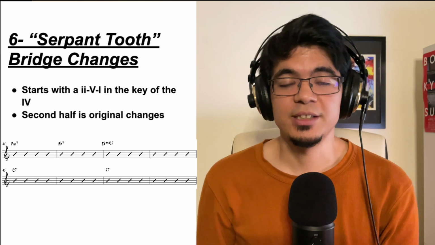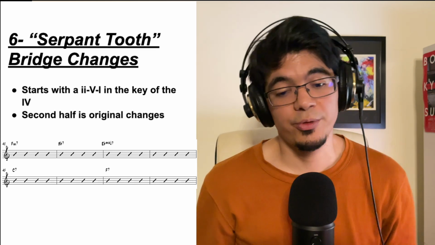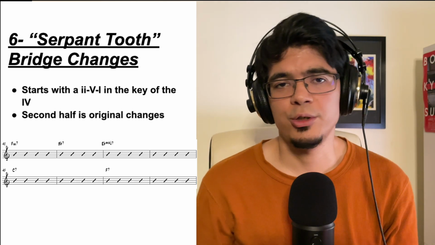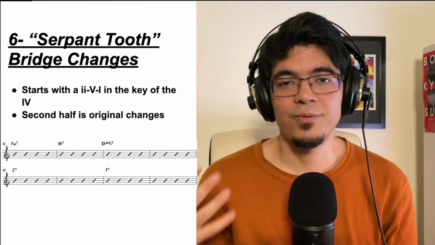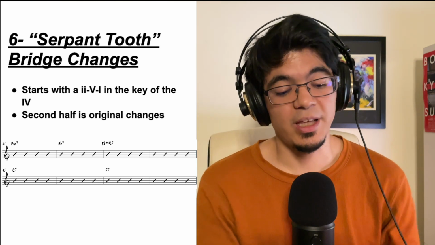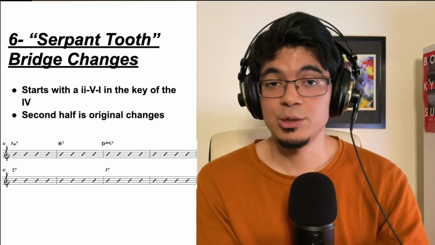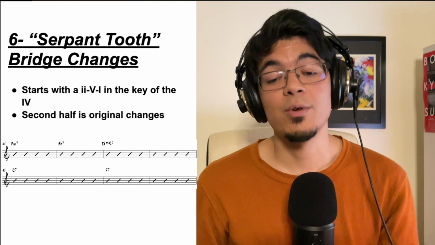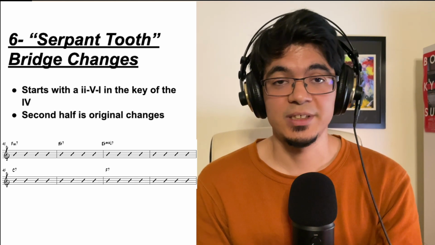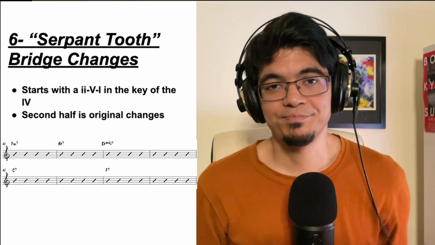This next variation comes from the Miles Davis composition Serpent's Tooth. And in this case, you'll notice it does not begin with our usual cycle 5 motion or any variation on that, but actually begins with a 2, 5, 1, leading to our 4 chord. From there, now we return to normal with our 5 of 5, C7, 5 chord, leading us back to 1.